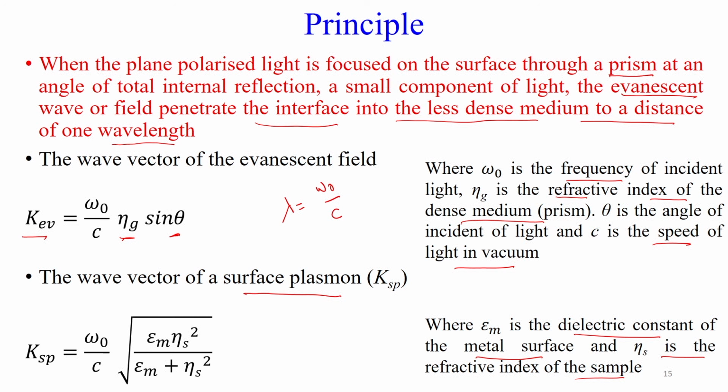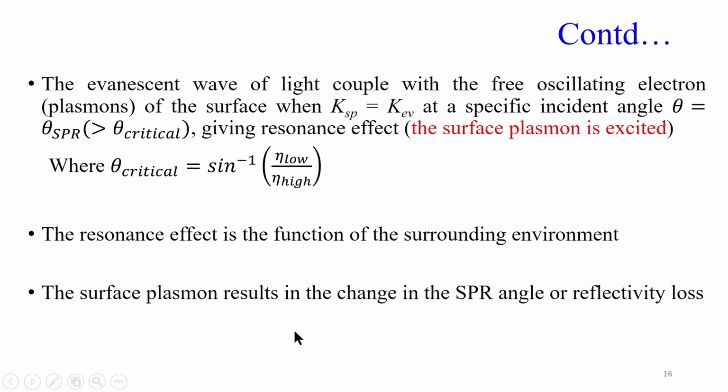So, if it is penetrating, then it couples the free oscillation of the surface wave vector, or you can say KSP equal to KEV, at a certain angle theta, and that theta is known as theta SPR.